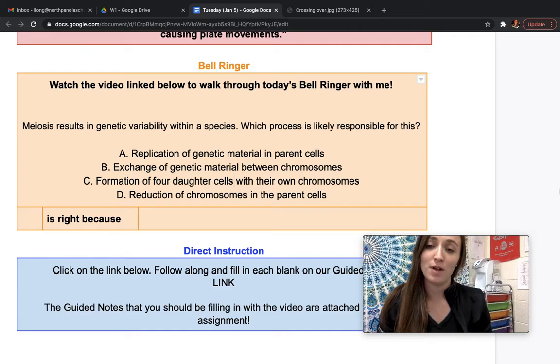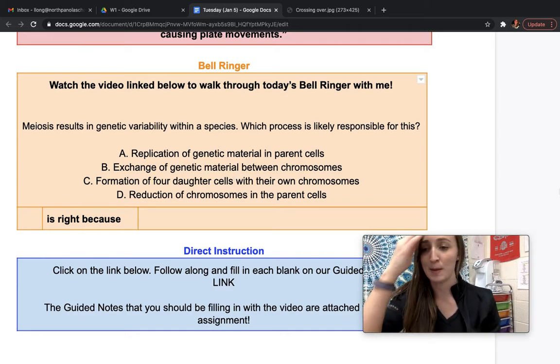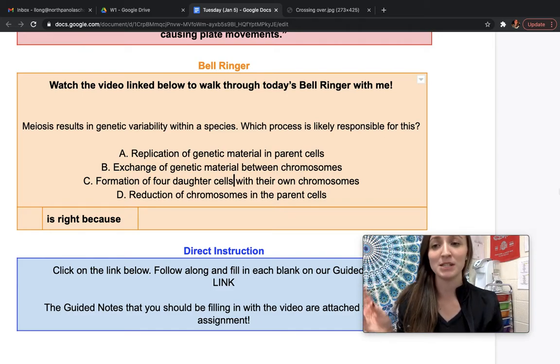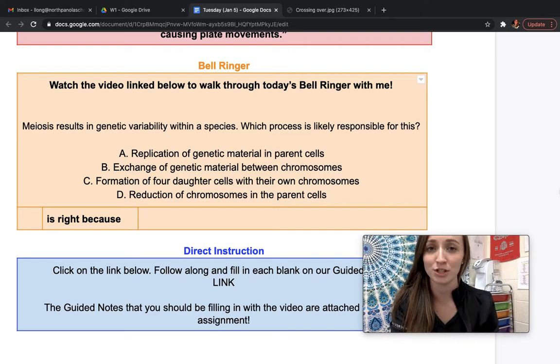This is from the second benchmark that you took right before winter break. This is one that we did okay on. So this is what the majority of our bell ringers coming up are going to be. They're going to be benchmark questions that we could use a little help with. So let me guide you toward the correct answer. So let's read it, shall we?